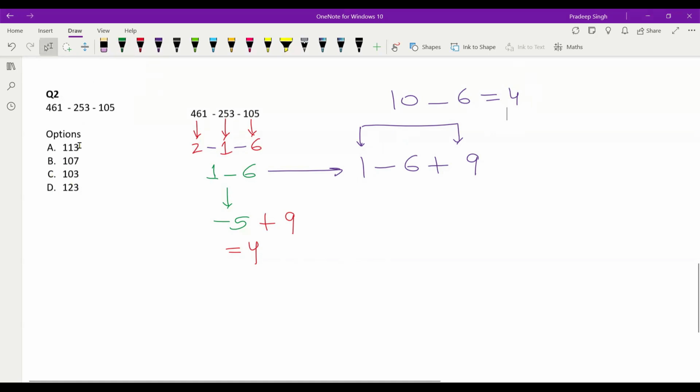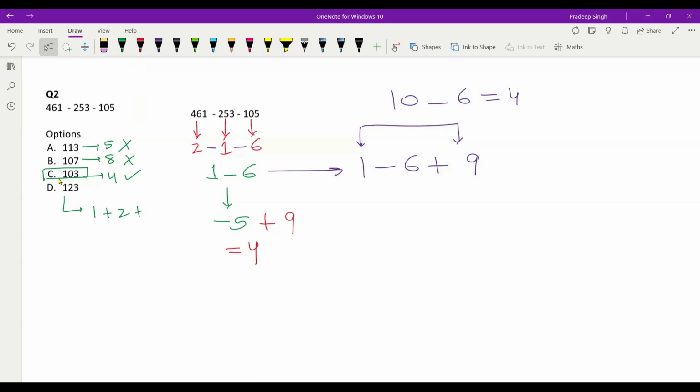Starting with option A, 113, the digit sum will be 1 plus 1 plus 3, which is 5, which means this cannot be the answer. The digit sum of option B is 1 plus 7, which is 8, which is also wrong. For option C, the digit sum will be 1 plus 0 plus 3, which will give us 4, which means that is the answer. Just to cross check, let's check out option D.